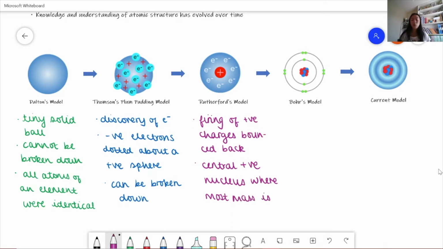Then we have Bohr's model of the atom, and this is much closer to the current model that we have now. What Bohr found was that in-depth work on Rutherford's model showed that it had limitations and that the electrons should just spiral in towards the positive nucleus. And so he concluded that electrons move in fixed orbits around the central nucleus.